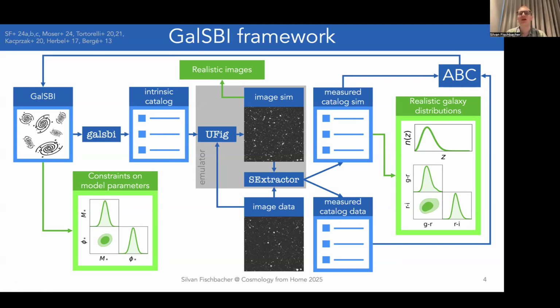This means we can basically forward model all types of selection effects that could happen in our selection process. And because in the simulation, we of course know the redshift of each object, we also get basically for free an estimate for the redshift distribution in the real data. In this talk, I would like to focus on this part of the pipeline, so on the galaxy population model and how we obtain an intrinsic catalog.